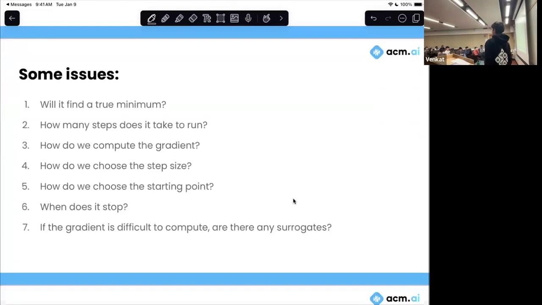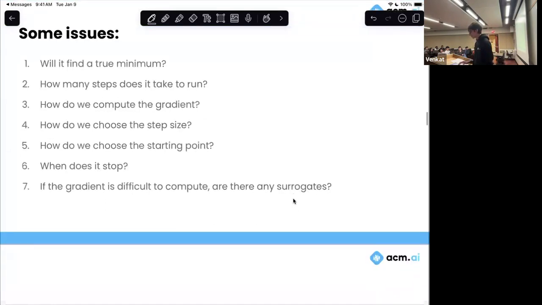How many steps does it take to run? That was an entire spiel about choosing a large step size, where you're going to be going back and forth, while choosing too small of a step size, you'll never converge because you're going to be too slow. How do we compute the gradient? So far, we've just said we can just take the gradient of a function. Life's good. That's not always the case. So 2 and 4 are related to each other.